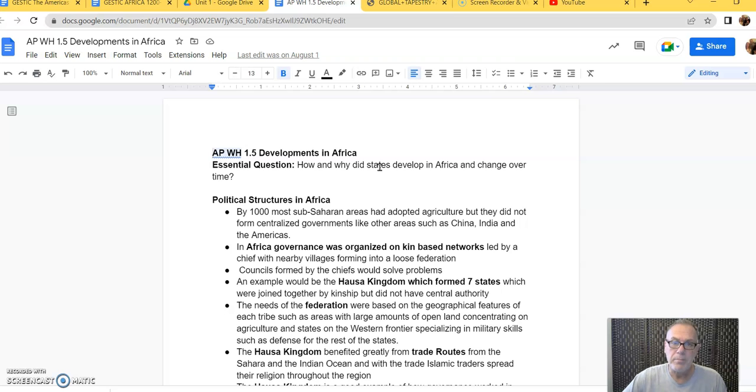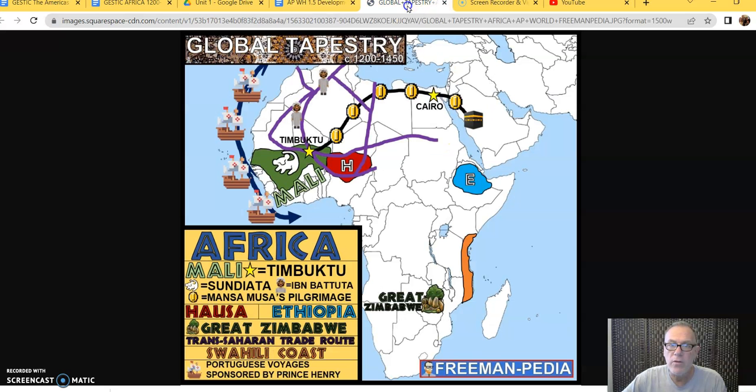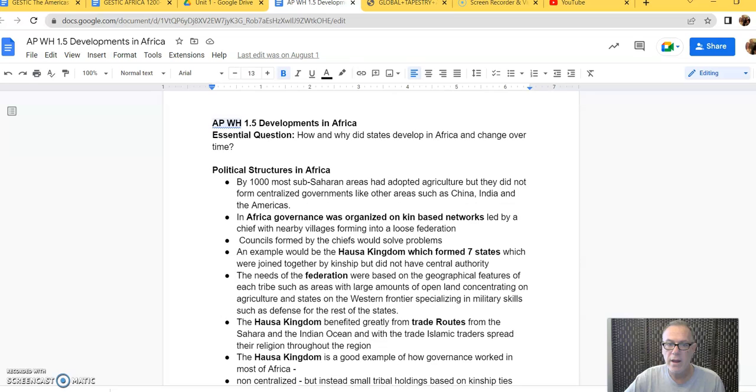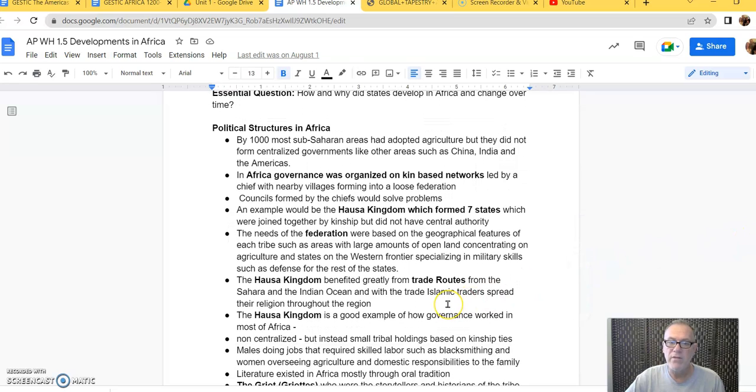In time, the Hausa Kingdom starts to emerge, and it's decentralized, but they gather a lot of these tribes into one big confederation. And they have elements of centralization, but mostly it's decentralized. It's still a kin-based network. It's not necessarily like an empire or anything like that. The Hausa Kingdom benefits from the trade routes from the Sahara and the Indian Ocean. So trade would come from the Indian Ocean and make its way across the Sahara, or it travels from the Silk Roads, and they would get to there.